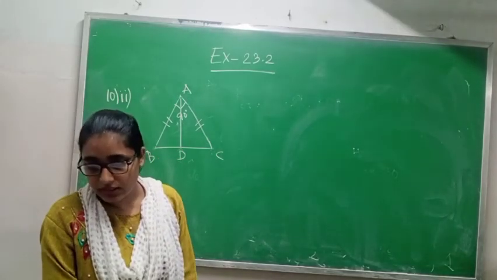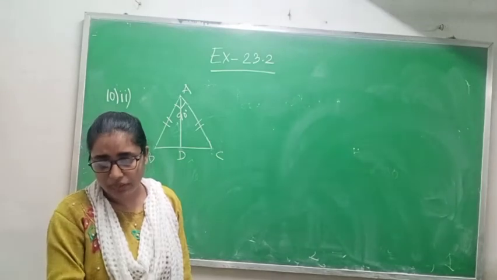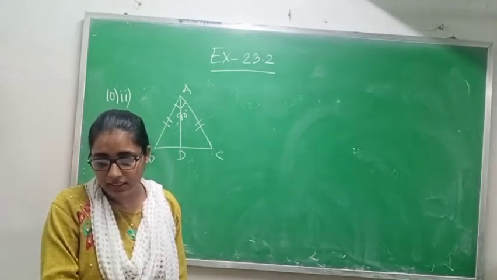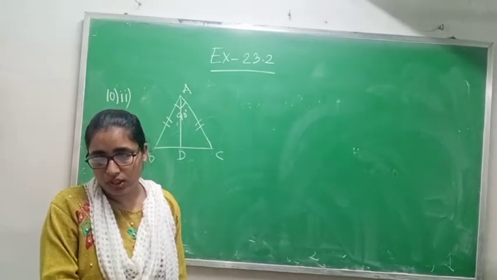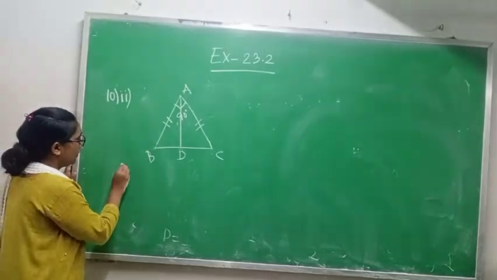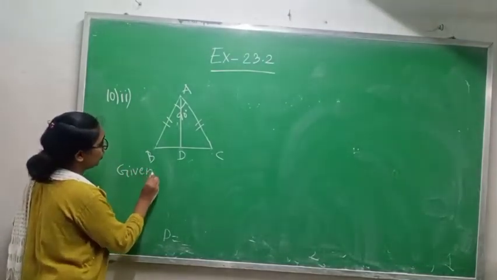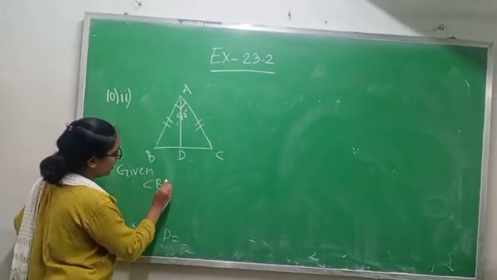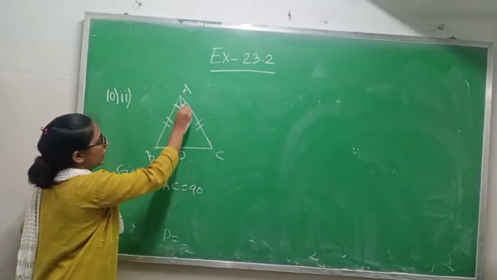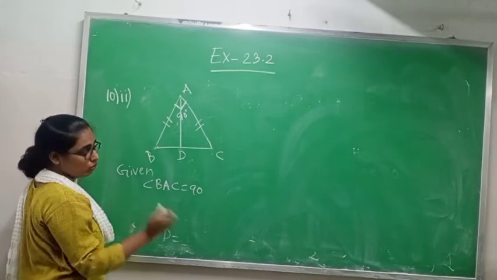Now after that they are asking, let us prove that sec angle ACD by sine angle CAD equals cosec square CAD. Okay. Now, what is given to you? Angle BAC equals 90 degrees. This one is given to you.